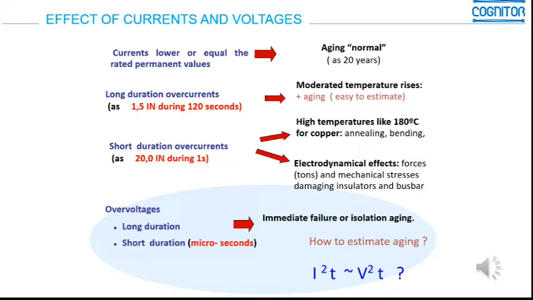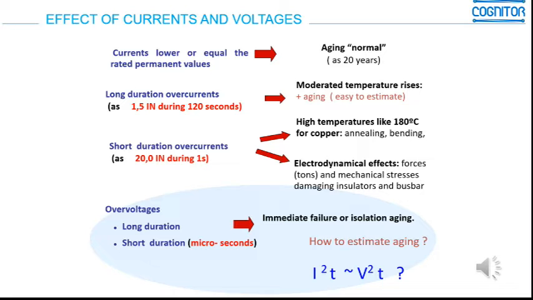We have also the short duration overcurrents, and here we mainly refer to the short circuits, which are currents with a duration of up to some 1 second, 2 seconds, 0.2 seconds. And the magnitude of these currents is something like from 4 times the rated permanent current to something like 30 times the rated permanent current. And the effect of short circuits can be very severe.